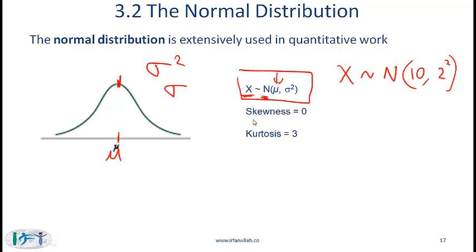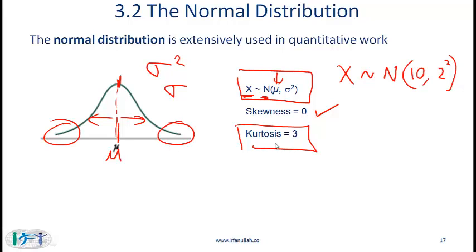A normal distribution will have skewness of 0. That means that the distribution is completely symmetric. The amount of data to the left of the mean is exactly equal to the data to the right of the mean. In fact, the distribution to the left is essentially a mirror image of the distribution to the right. So that means that skewness is equal to 0. And something that you just need to memorize: kurtosis, which is a measure of how peaked the distribution is, and a measure of the tails, is 3. So just by definition, the kurtosis of a normal distribution is 3.